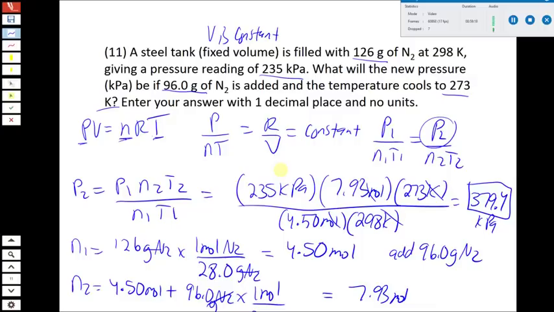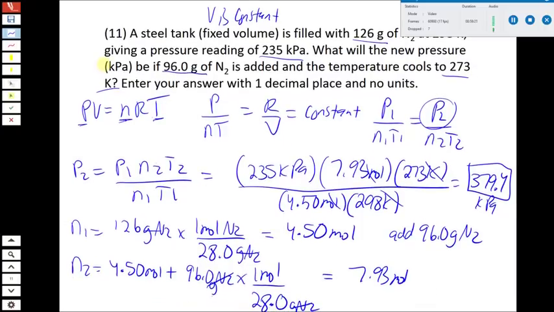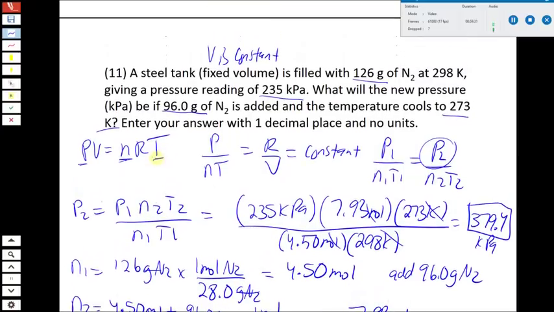All right, so just another combined gas law. This time we had to use more than two variables. We had to use pressure, moles, and temperature, but we can still go about this the same way. All right, any questions on this?